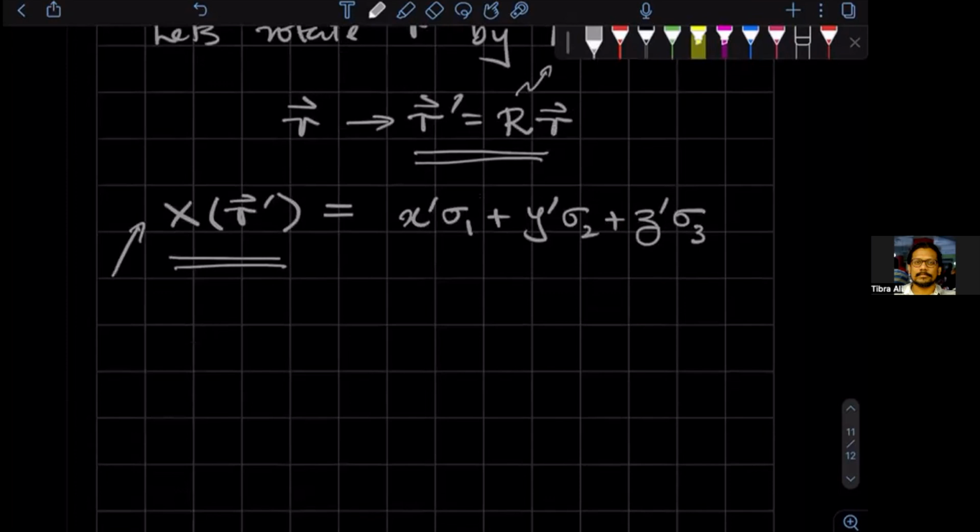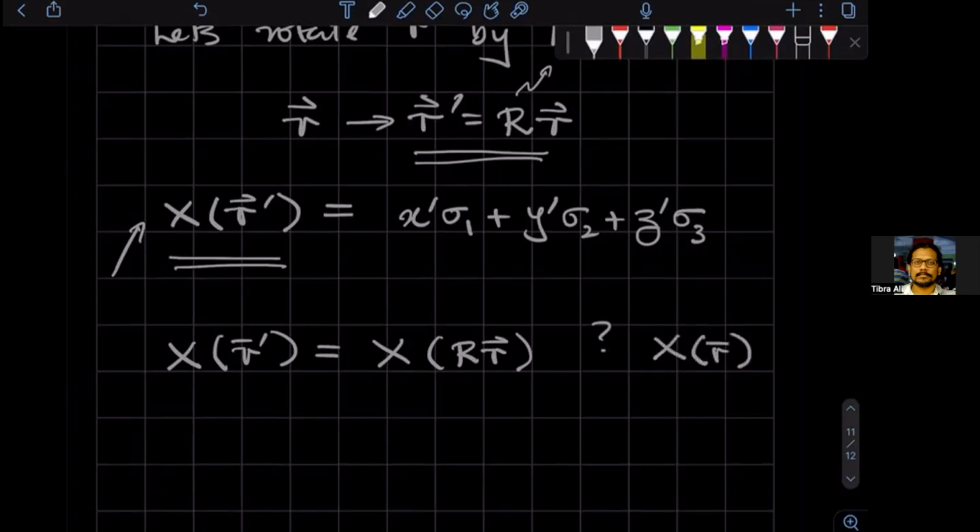Okay. So what I'm saying is that X of R prime is some transformation acting on X of R, right? And I want to know how this is related to X of R. Because if I can do that, then we shall see that this will allow us to crack the homomorphism, okay?